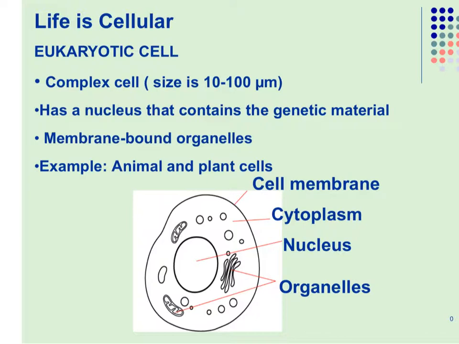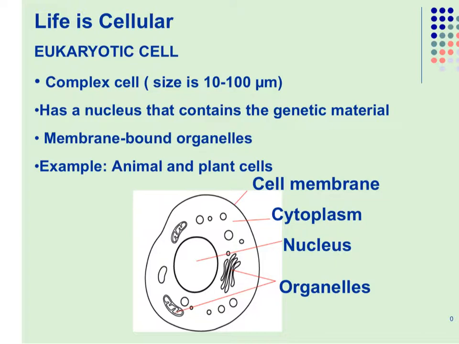Membrane-bound organelles are things like mitochondria, chloroplasts, lysosomes, all of which we're going to talk about later. And eukaryotic cells can be broken down into two main categories, animal cells and plant cells, and we're going to compare those later in this unit. So eukaryotic cells do have a nucleus, and they do have membrane-bound organelles.